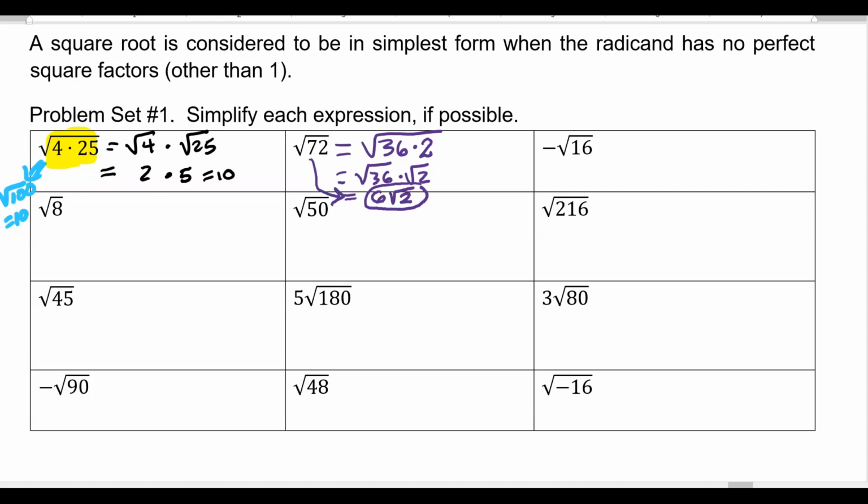And you can check that. You can put the square root of 72 in your calculator to see what that decimal is. And also 6 times the square root of 2 in your calculator to see if those two are equivalent.